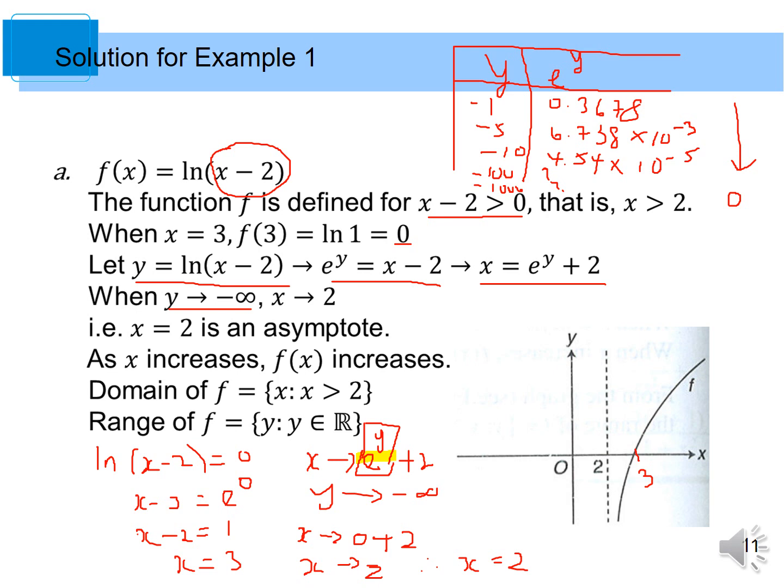So we can conclude x equal to 2 is an asymptote, and as x increases, f(x) increases. You can extend your x domain and you will find that your curve is increasing. So we can conclude our answer. The domain of this function is x greater than 2, and the range of this function is y, the real numbers on the y-axis.